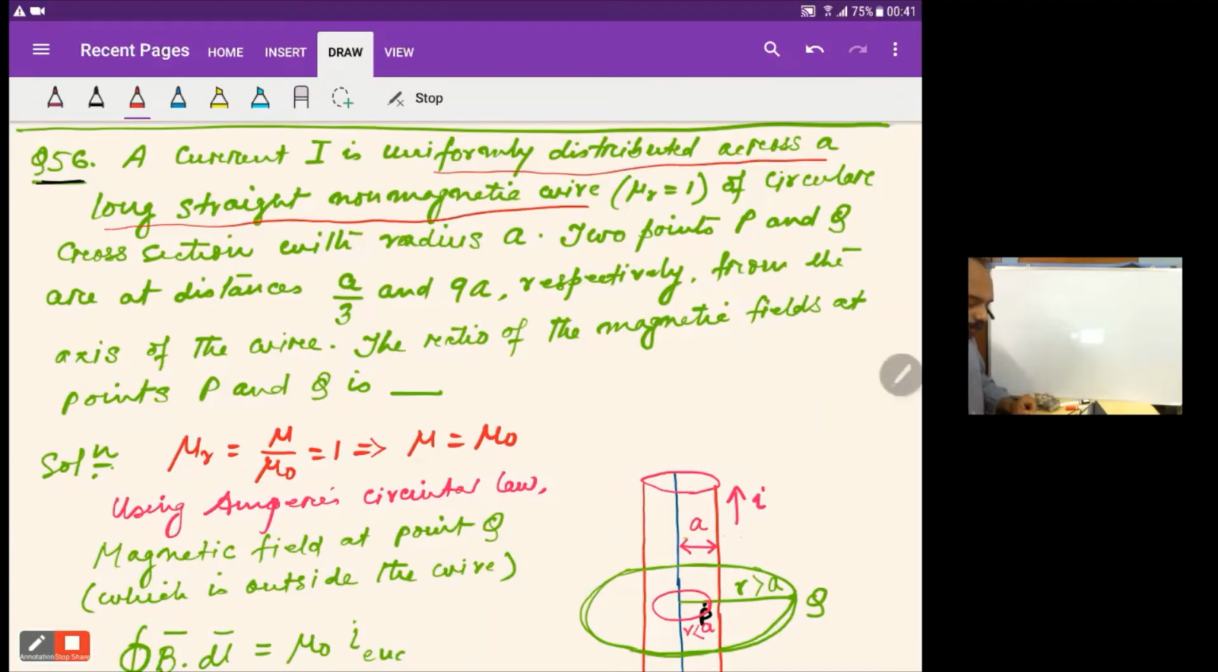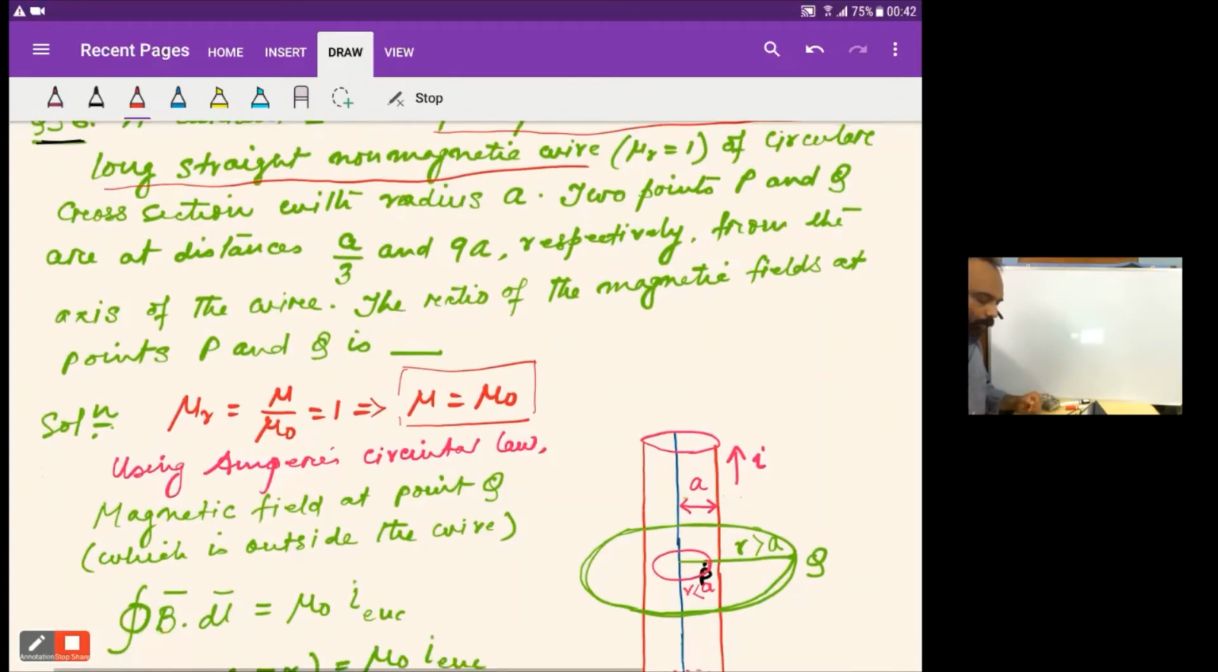Therefore, we can use mu equals to mu naught. Mu is for inside the material and mu naught is for air. But here, since mu r is equal to 1, therefore we can use mu is equal to mu naught. Now, as the problem says, one point is inside the wire because a by 3, and one point which is at 9a is outside of the wire. So we have to find out the magnetic field at these 2 points and find out the ratio.